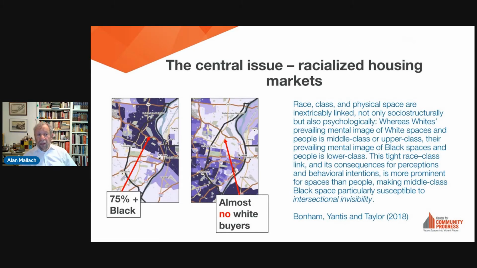So the central issue is the racialization of housing markets. If you look, the map is St. Louis. If you look at the areas that are predominantly Black, and then you look at the number of white buyers, you'll see that basically white buyers, with very few exceptions, are not buying in predominantly Black neighborhoods. And this, I probably shouldn't spend the time, but I love this study.